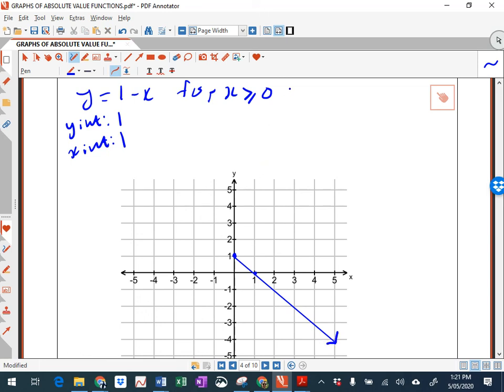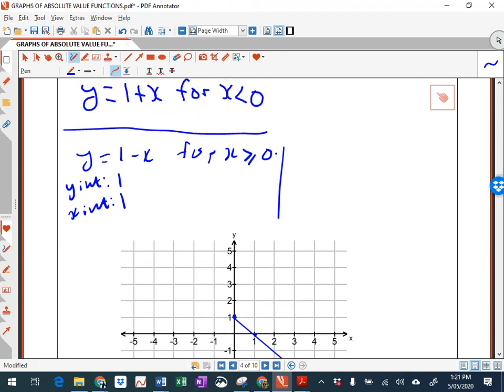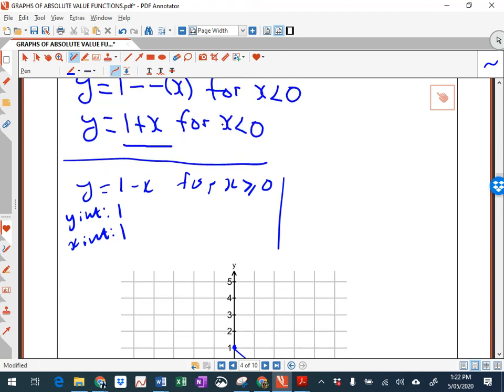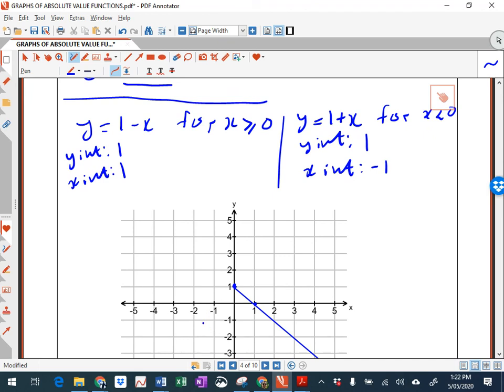Excellent. Now, the next line that you're going to sketch, if you come back up here, is y equals 1 plus x. Okay, so you're going to sketch y equals 1 plus x for x less than 0. Okay, now that's got a y-intercept of 1, and it's got an x-intercept of negative 1. Because we put negative 1 on there, you get negative 1 plus 1 is 0. So 1, negative 1, I'm going to plot that. Y-intercept of 1, there it is, and x-intercept of negative 1. And we're going to sketch that for x values less than 0.